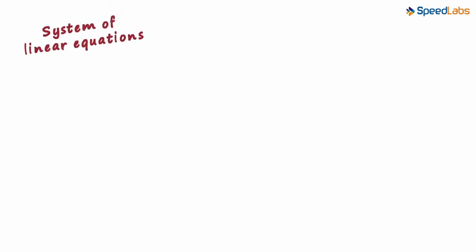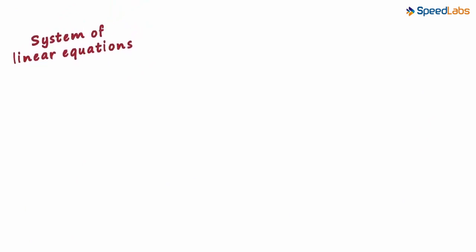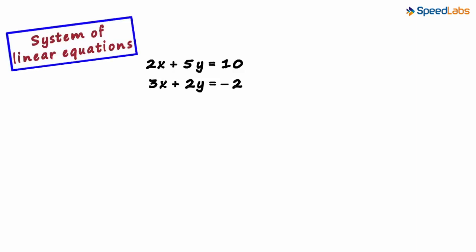What is a system of linear equations? To take an example, equations 2x plus 5y equals 10 and 3x plus 2y equals minus 2 form a system of linear equations. But can any two linear equations like these be called a system of linear equations?